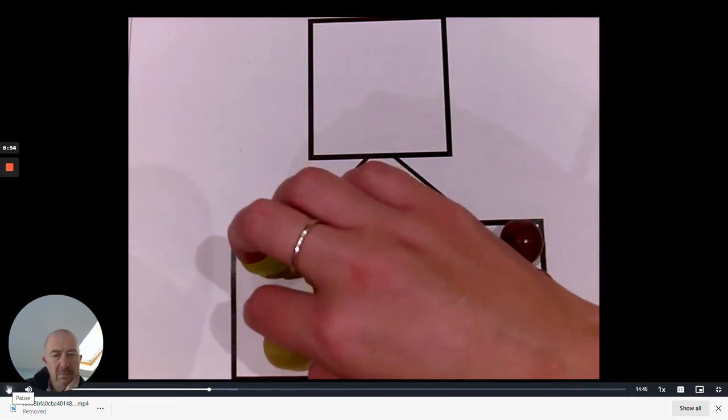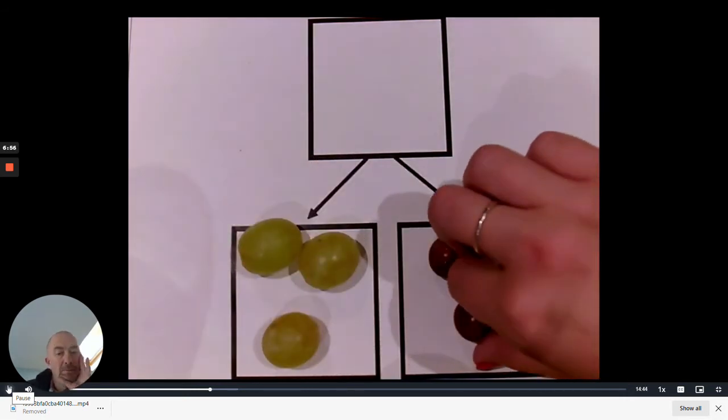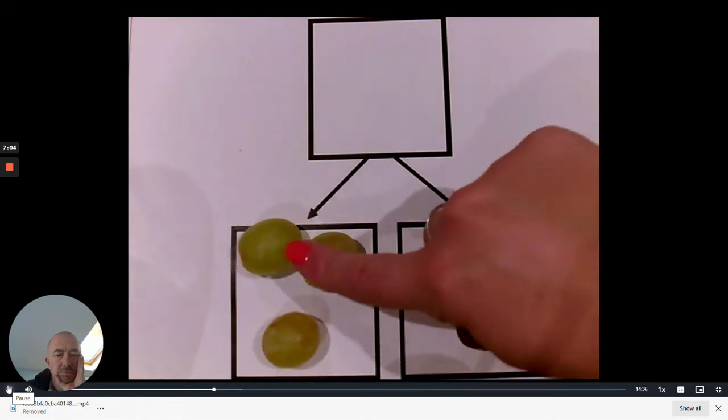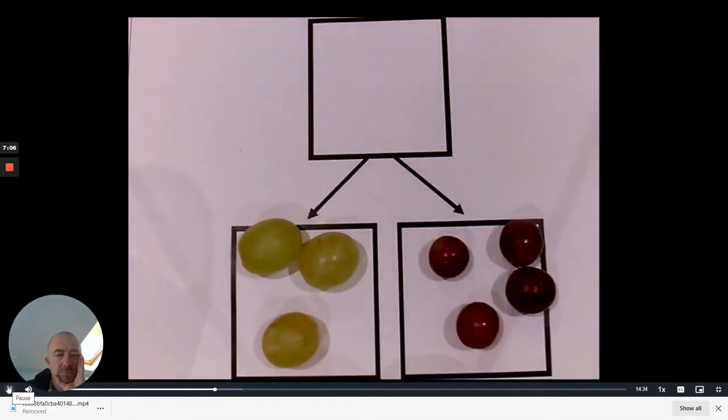3 is my other part. Let's see if we can do this without them rolling away. So there we go. We have our 2 parts. We've got 4 is a part, 3 is a part. And now what we need to do is combine them together to find our whole.